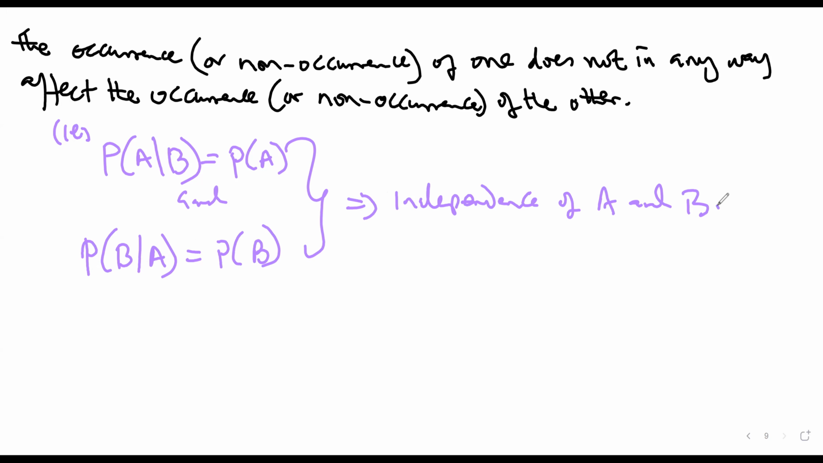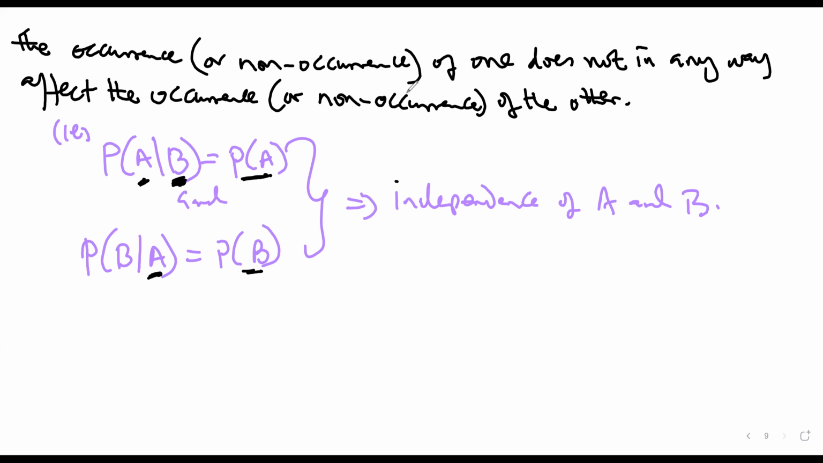So the first statement just means that the information we have about the occurrence of B does not in any way affect the occurrence of A. So the probability of A occurring, if we know that B has occurred, is just the same as the probability of A. And on the other hand, the probability of B occurring, if we know that A has already occurred, is the same as the probability of B. So if that is true, we say that the two events, A and B, are independent.